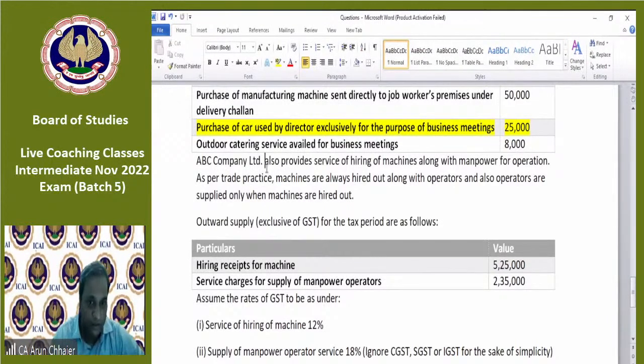Outdoor catering service availed for business meeting. ITC available or not?